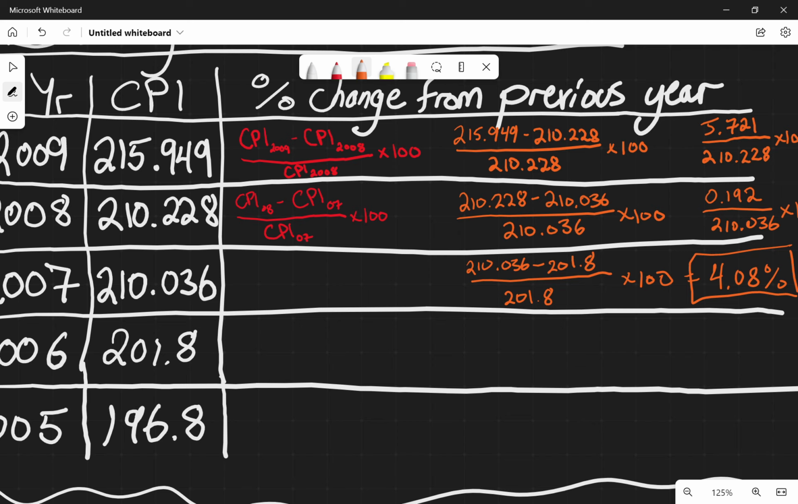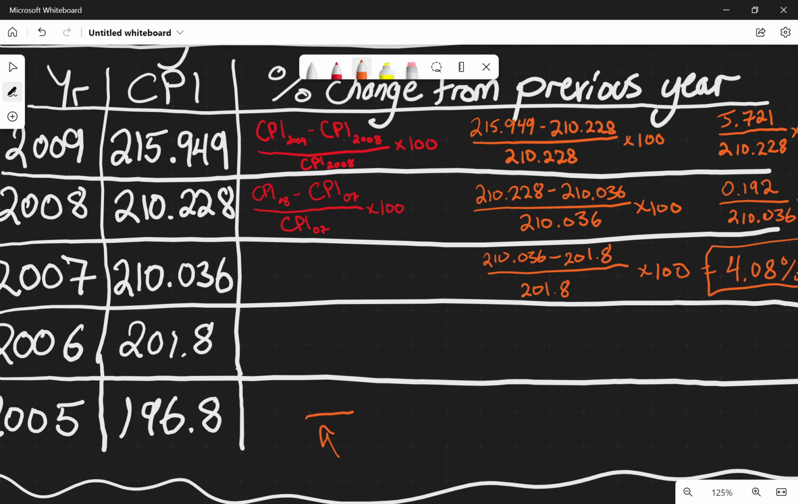We'll do a similar thing here. This is the last one. We can't actually calculate this one. Why can't we calculate this one? Because there's no data for 2004. In order to calculate the inflation rate for 2005, we would need some data for 2004, which we are not given. So ultimately, we don't need to do this calculation.